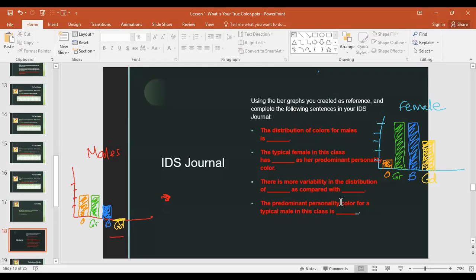I want to give you 2 minutes in your IDS journals to try to answer these as best as you can, and then I'm going to go over it with you, because we're going to be making more bar graphs and answering more questions like this during our next class. So 2 minutes on the clock in your IDS journal, please.